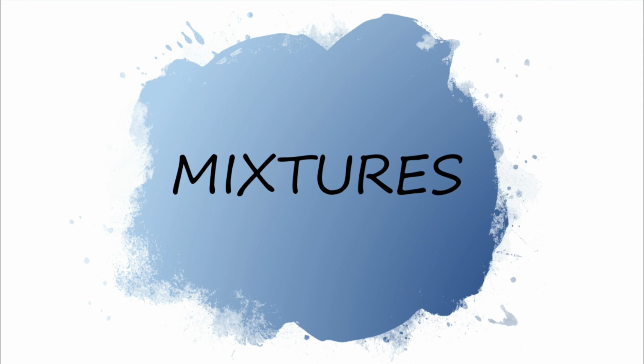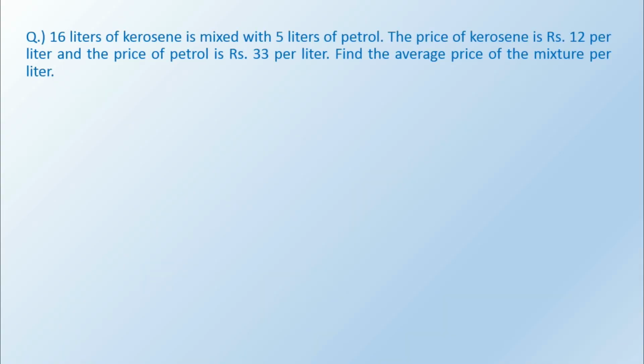Now let's look at the other kind of questions, which is mixtures. First question, 16 liters of kerosene is mixed with 5 liters of petrol. The price of kerosene is rupees 12 per liter and the price of petrol is rupees 33 per liter. Find the average price of the mixture per liter.